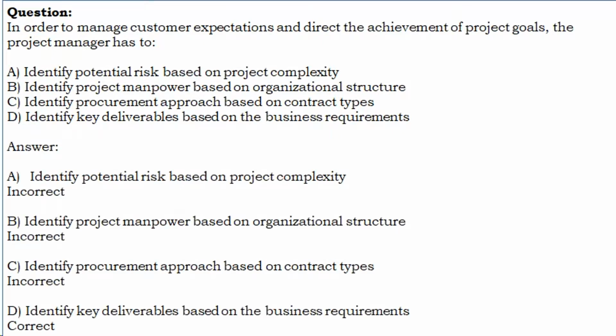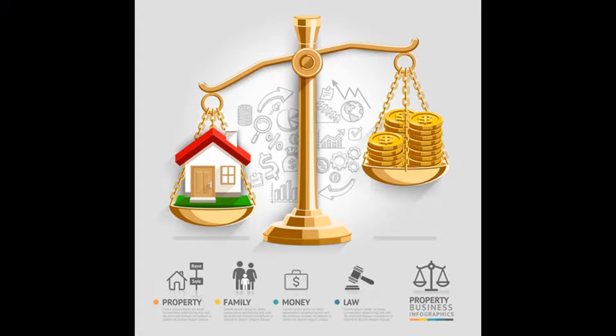A. Identify potential risk based on project complexity. Incorrect. B. Identify project manpower based on organizational structure. Incorrect. C. Identify procurement approach based on contract types. Incorrect. D. Identify key deliverables based on the business requirements. Correct.